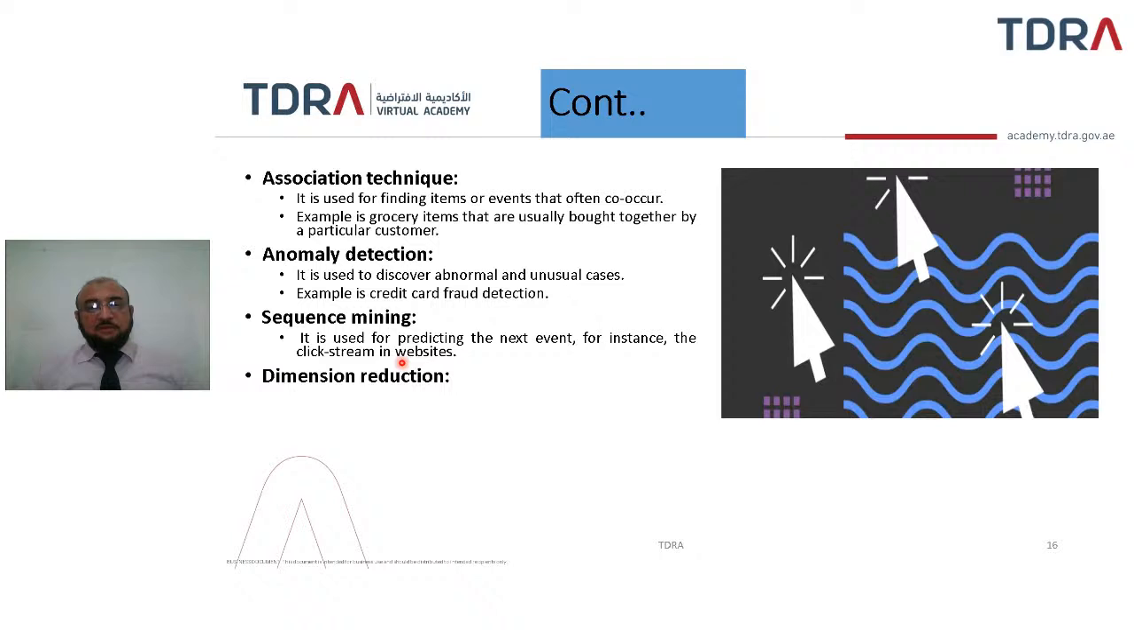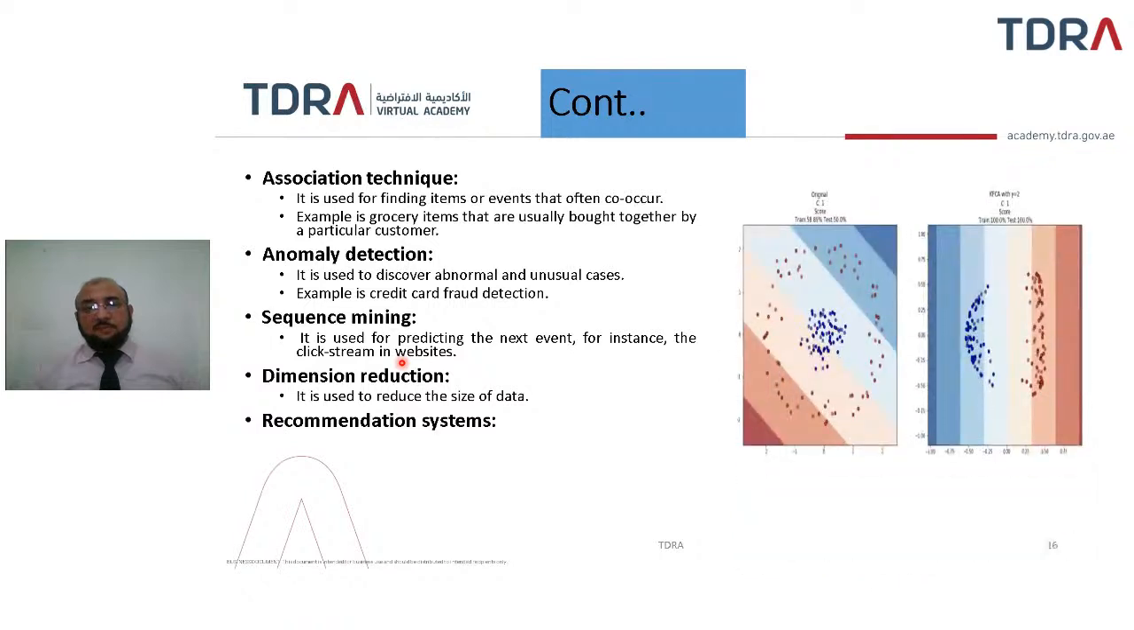Then we have dimension reduction. It is used to reduce the size of our data. Here we have random data, and by virtue of dimension reduction, we have reduced the redundant data, and we now have this data.